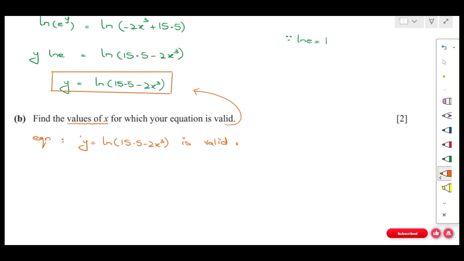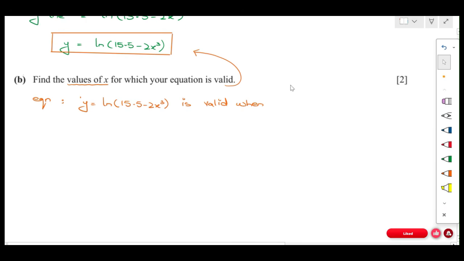when the argument of log is greater than 0. When 15.5 minus 2x cubed should be greater than 0. When this is the argument of log, this thing must be positive, because when it is 0, ln of 0 is infinity, and ln of a negative number does not exist, so it should be positive, right? So if it is positive, we need to solve for those values of x.